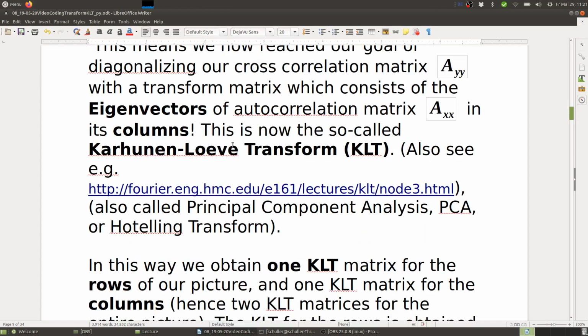And this is now the so-called Karhunen-Loeve Transform, or short KLT. Also see, for instance, this link here. And this is also called Principal Component Analysis, or PCA, or also Hotelling Transform. So depending on which area, people came to similar conclusions and gave it different names. But it's basically all the same.